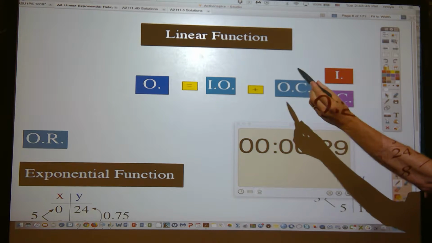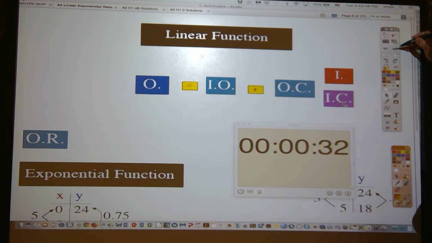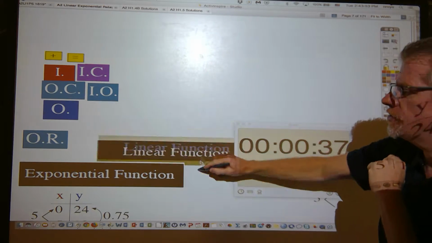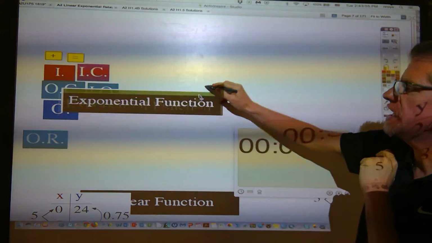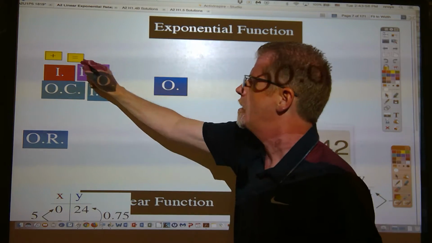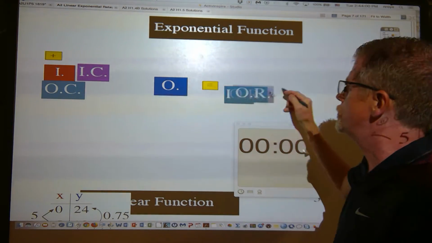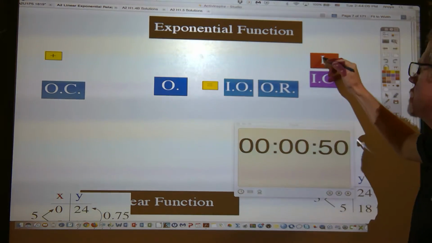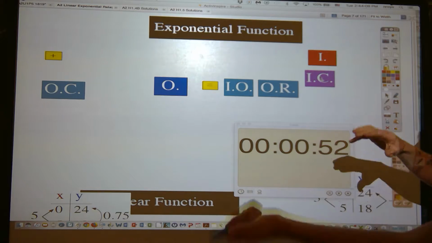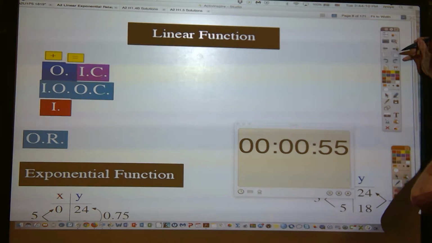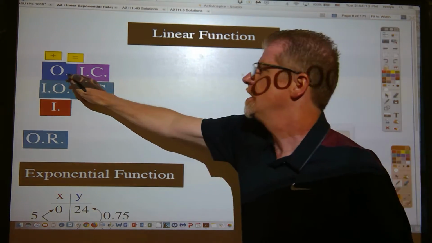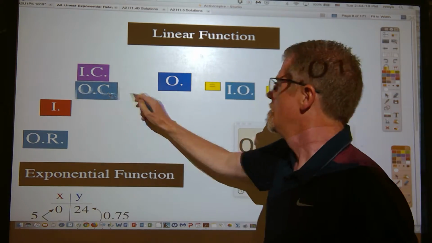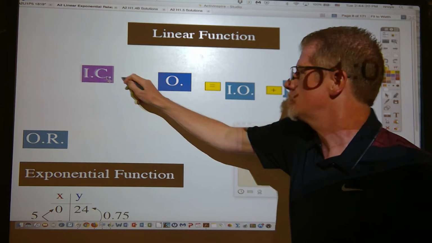The second person in the relay will press the next button, and that will enable them to go to the exponential function. That second person will say, in an exponential function, output equals initial output times output ratio to the input over input change. They both have input over input change. Hand the baton next. The third person in the relay says, in a linear function, output equals initial output plus output change times input over input change.